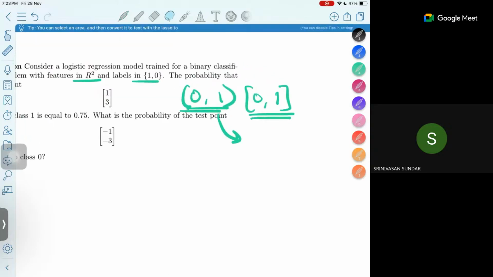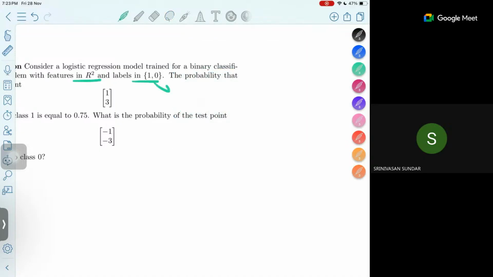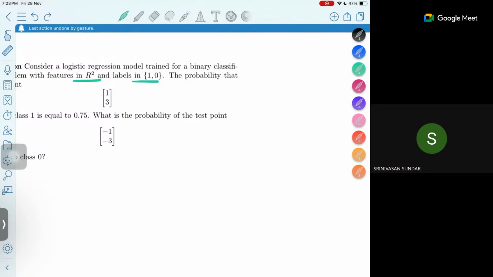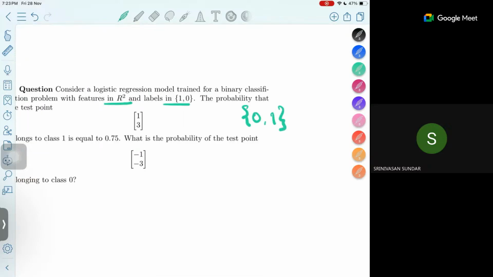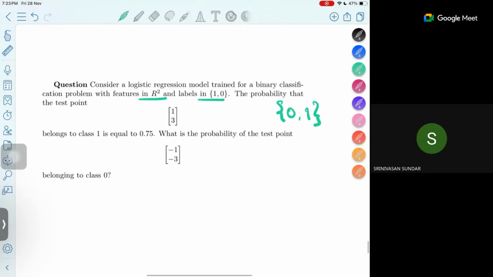Whereas if I use curly braces, that means only those 2 numbers are there. This is a set notation, right? So the labels are either 0 or 1, only these 2 possibilities. Now the probability that the test point (1, 3) belongs to class 1 is equal to 0.75. What is the probability of the test point (-1, -3) belonging to class 0?